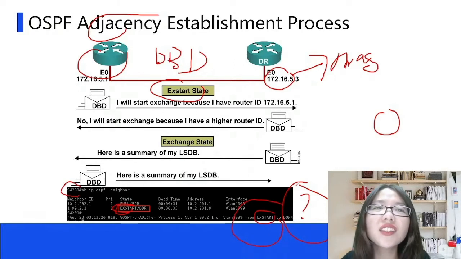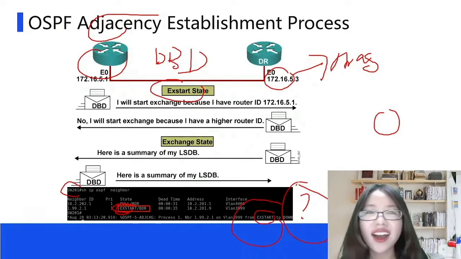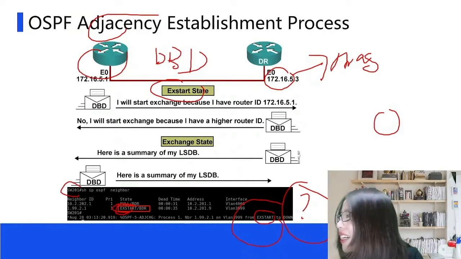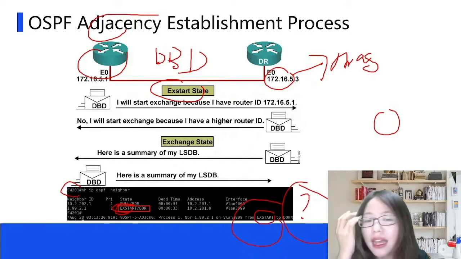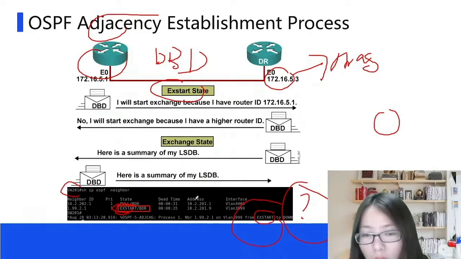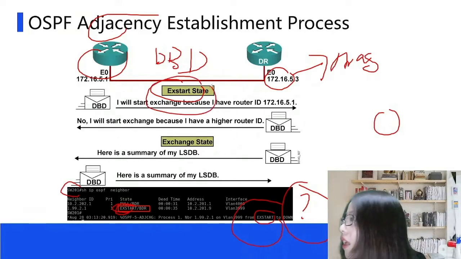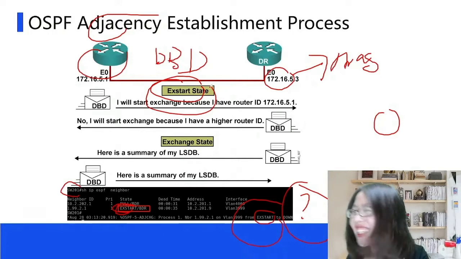Okay, so it seems like no one knows the answer. I want to ask: why is the device in the start state? Okay, so maybe... yeah, that's right.